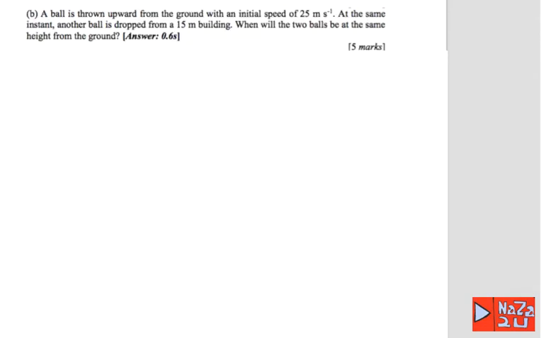Okay, number B. A ball is thrown upward from the ground with the initial speed 25 meter per second. At the same instant, another ball is dropped from a 15 meter building. When will the two balls meet at the same height from the ground? Okay, first I think you can draw the diagram here.